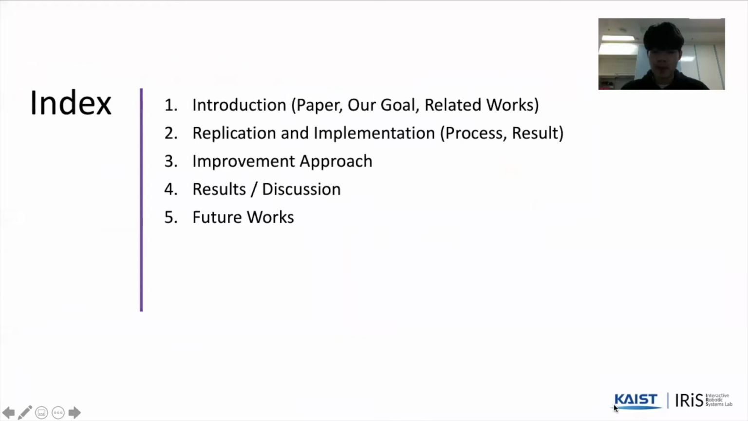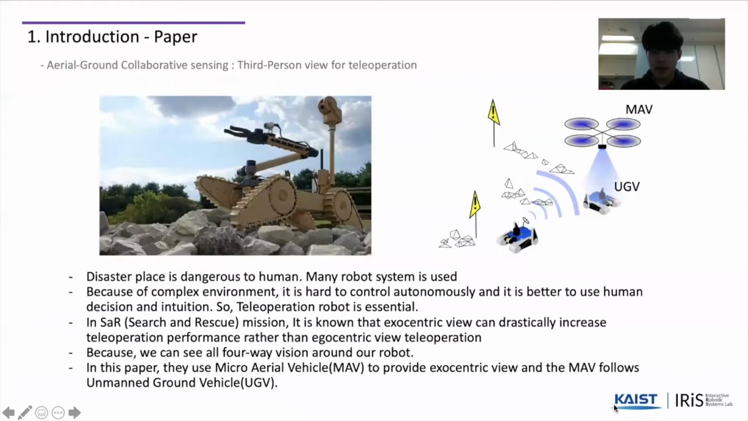Here's our content list. The paper we selected is Aerial-Ground Collaborative Sensing, Third-Person View for Teleoperation. Disaster places are dangerous for humans who conduct rescue missions. Nowadays, many robot systems are used. Because of the complex environment, it is hard to control them autonomously, and it is better to use human decision and intuition. So teleoperation robots are essential.